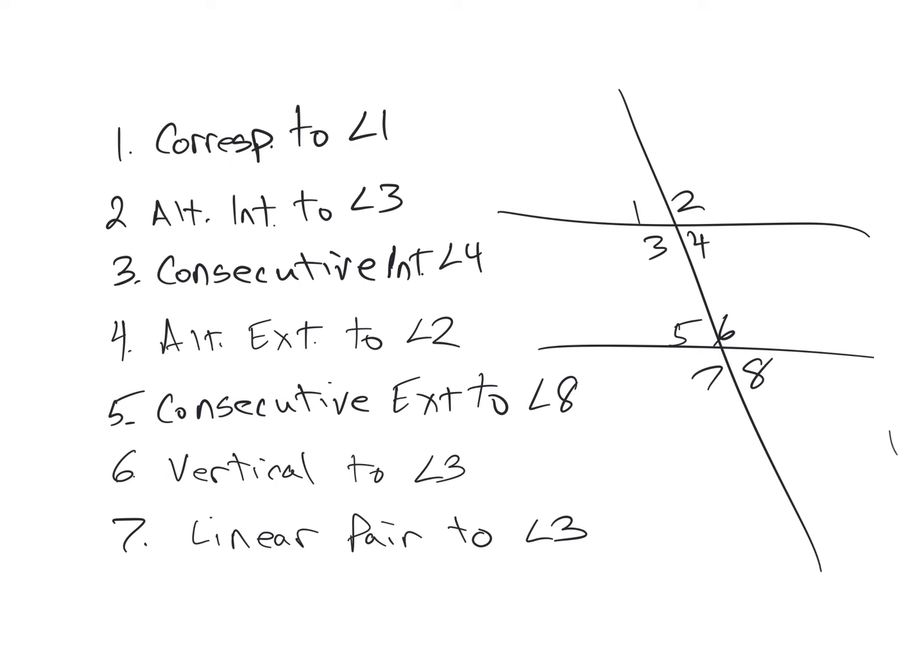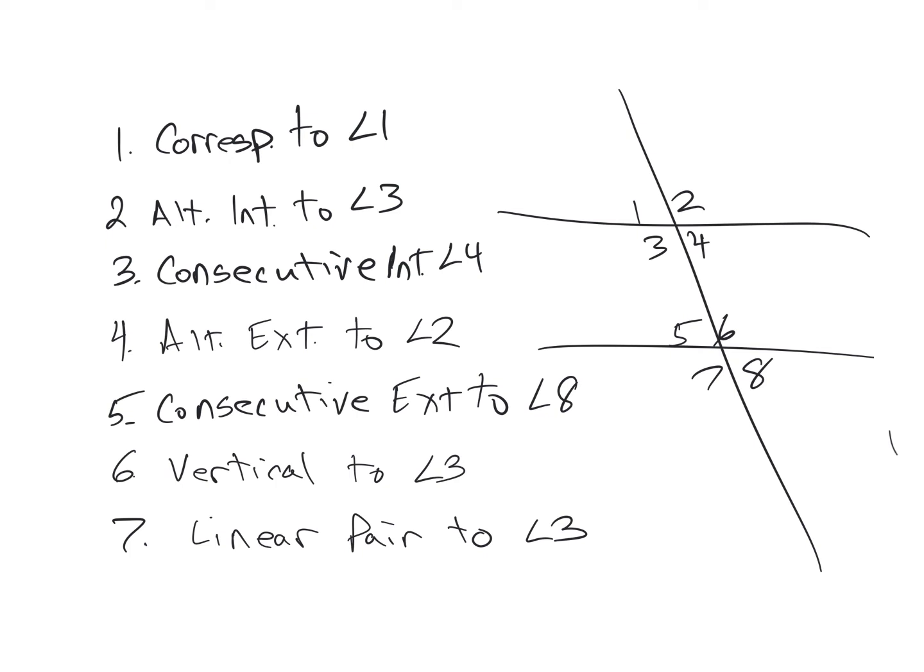So again, understanding these words, what they mean. So corresponding to angle 1, corresponding means same side of the transversal. So you have 2 C's and 2 A's. Corresponding and consecutive, both start with C. The 2 A's are alternate interior and alternate exterior angles. So you either are on the same side of the transversal or you're alternating.